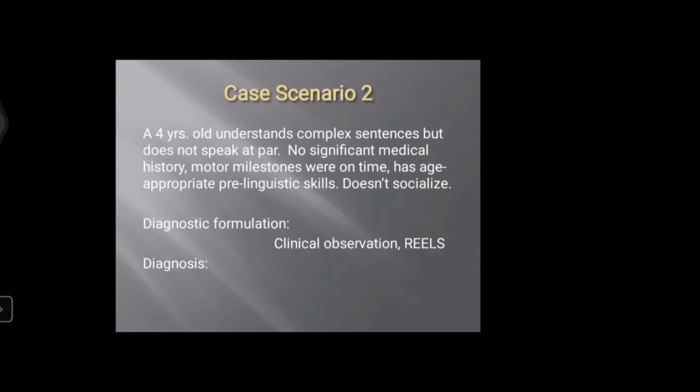So the diagnostic formulation will be proper clinical observation, and then REELS initially, I would say, because even if we go for CARS, it doesn't help us in planning the therapy program. For planning the therapy program, we at least need to know the receptive and expressive, how he expresses. If it's verbal, we can find it in REELS, but if it's non-verbal, at least we can find out that he is not non-verbal or something like that. So clinical observation is a must in this case, to rule out that the child falls in autistic spectrum disorder.